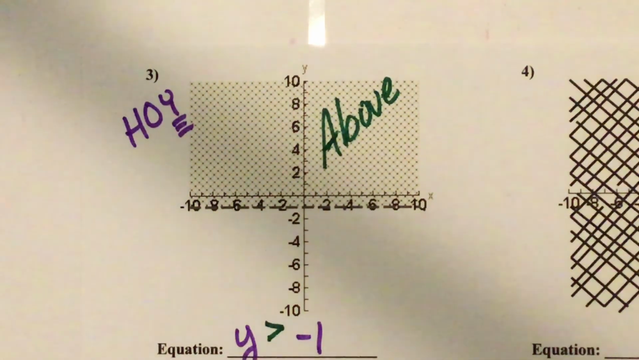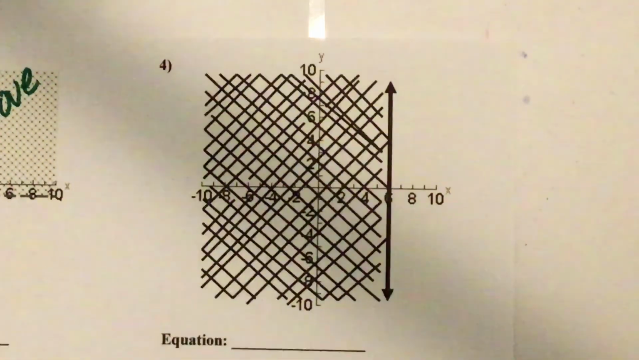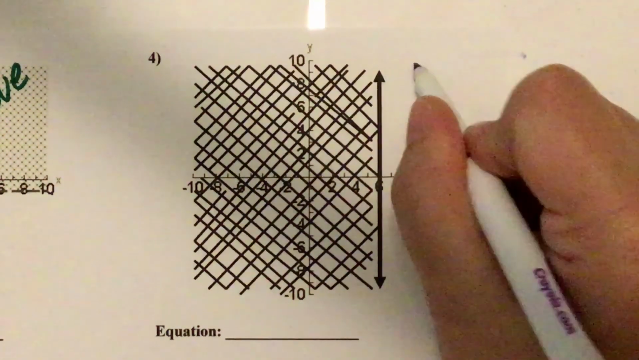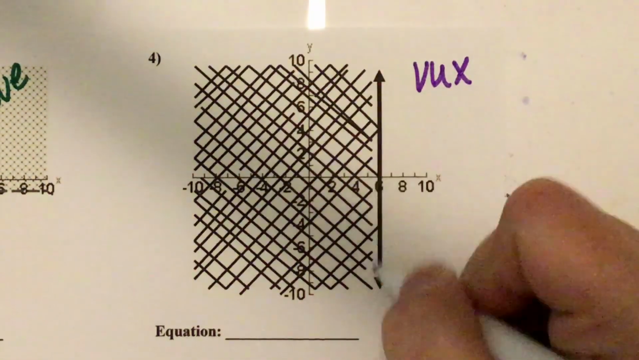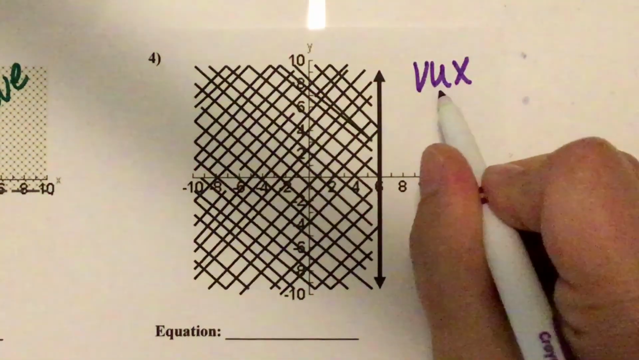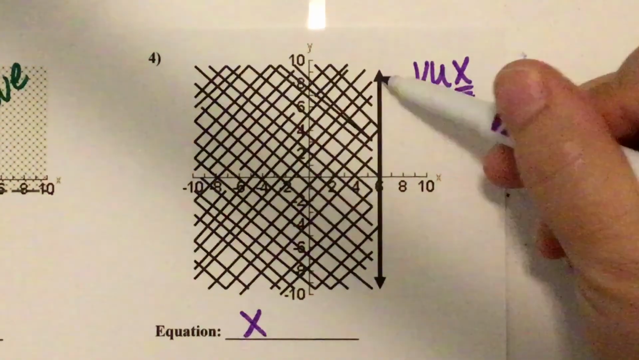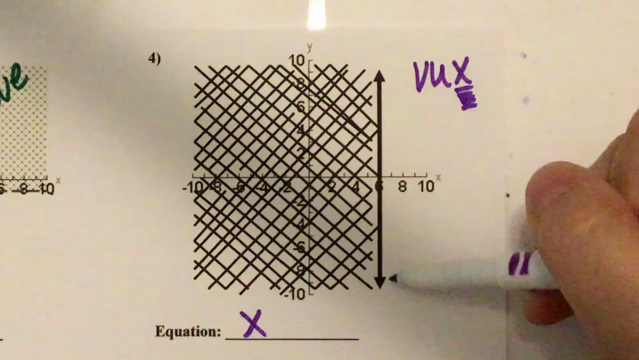Okay, looking at number 4. Is this diagonal? Nope. So is it HOY or VUX? This is VUX. Remember, V stands for vertical line. This is vertical. U stands for undefined, and that means it's an x equation. Okay, what is our x value everywhere right here? Our x is a 6.